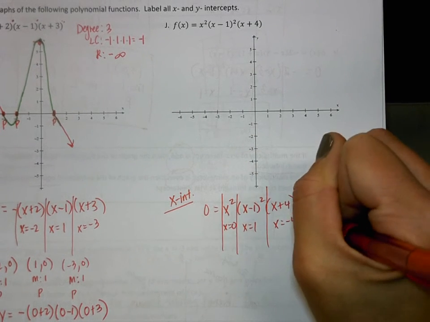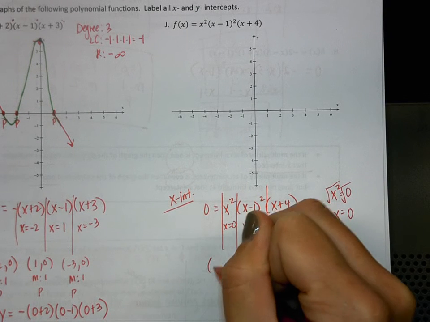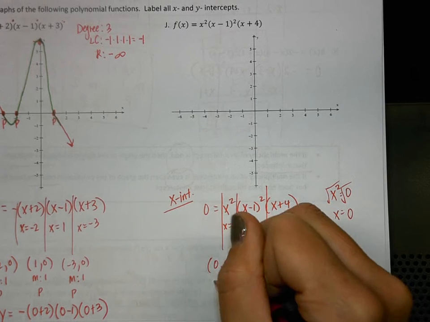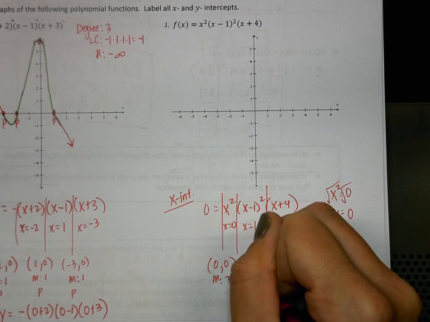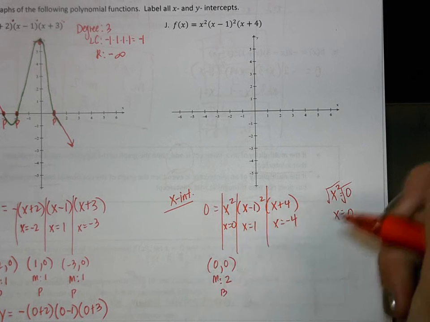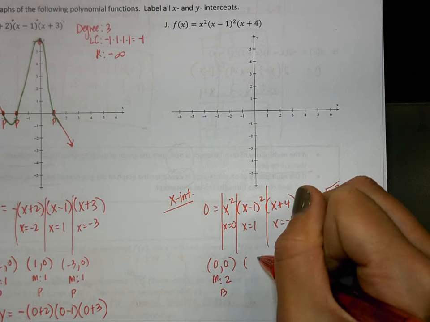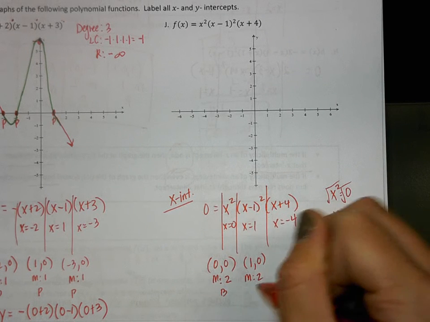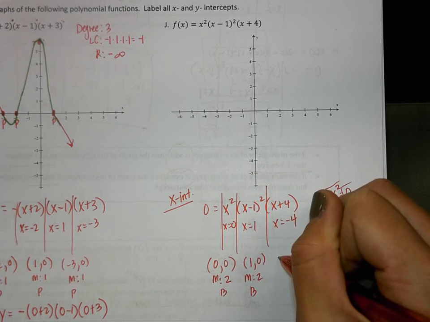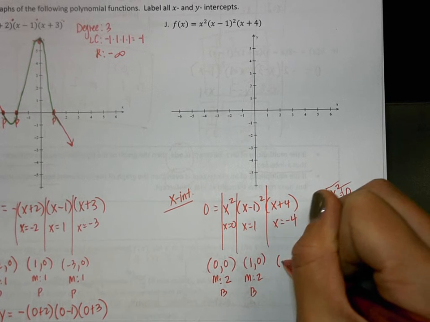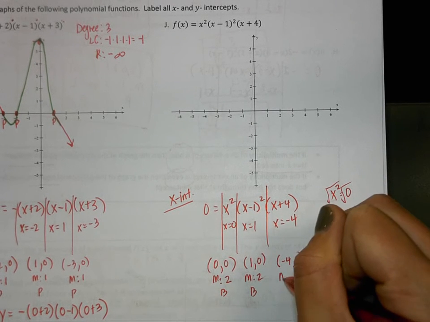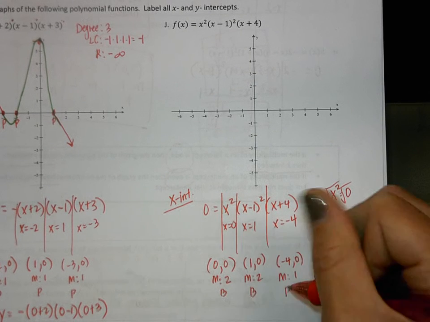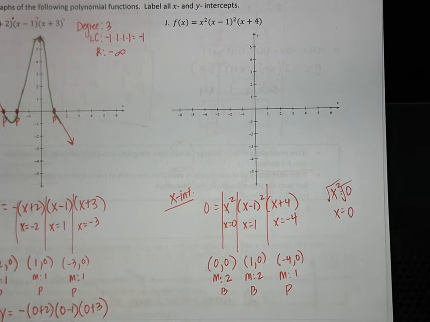So let's write our ordered pairs. My first ordered pair is (0, 0). At (0, 0), the multiplicity is what? 2, which means it will bounce. The next one, my ordered pair is (1, 0). It has a multiplicity of 2, which means it will bounce. And my last one is (-4, 0). It has a multiplicity of 1, so it will pass through. Odds pass through.